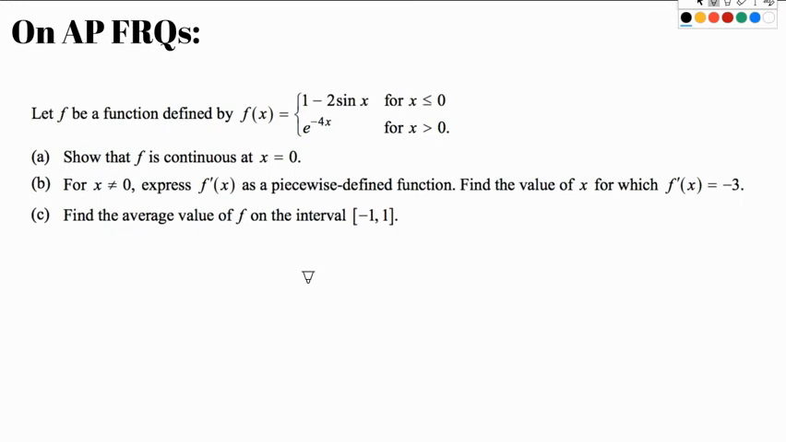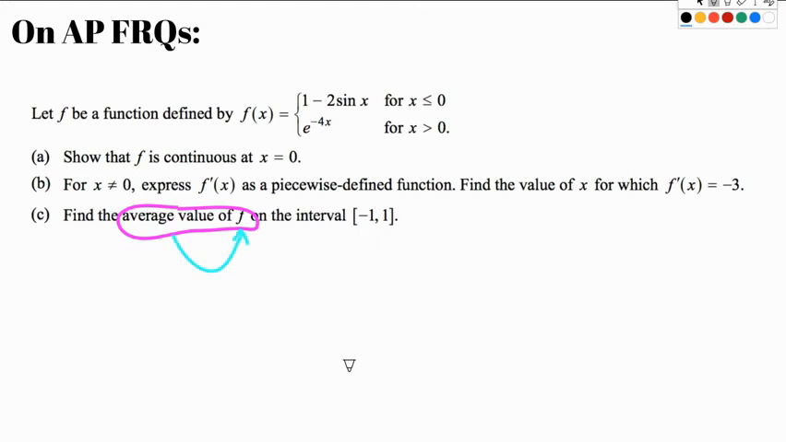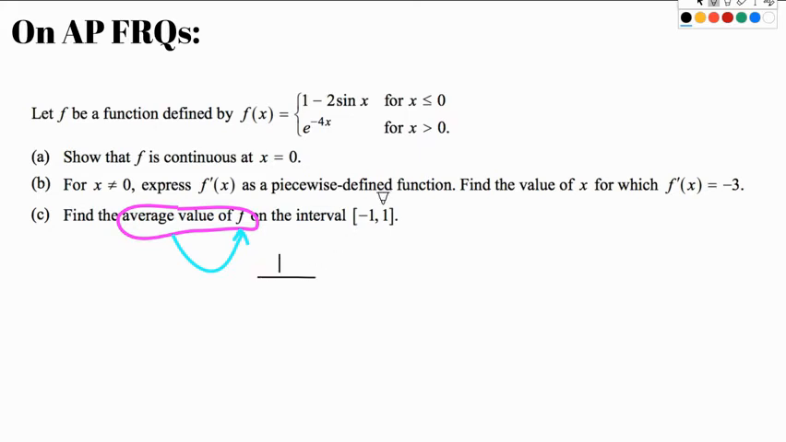Next, we have an AP FRQ. We're going to focus here on part C, where we're finding the average value of this piecewise function f on the interval from -1 to 1. Well, again, we do 1 over b minus a, which in this case would be 1 minus -1 or 2, times the integral from -1 to 1.